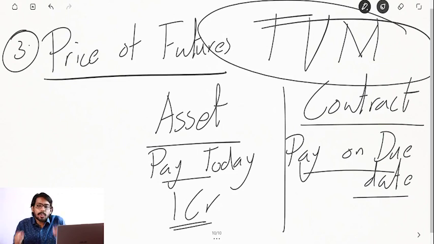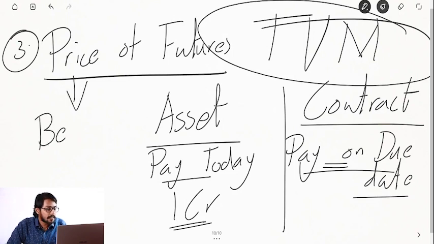This 1 crore you could have invested in some bank and earned an interest, and you can pay after 1 year. So paying 1 crore after 1 year is profitable to you. You have that interest benefit. You invested 1 crore for 1 year in a bank and earned interest. And you know very well that price equals benefit.